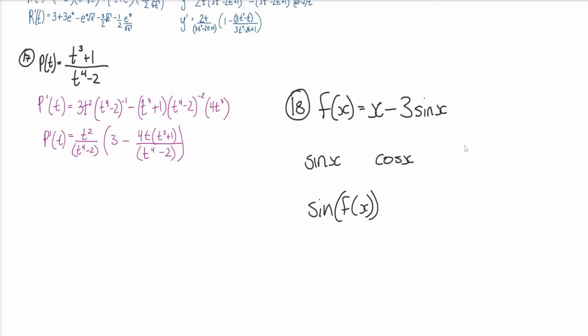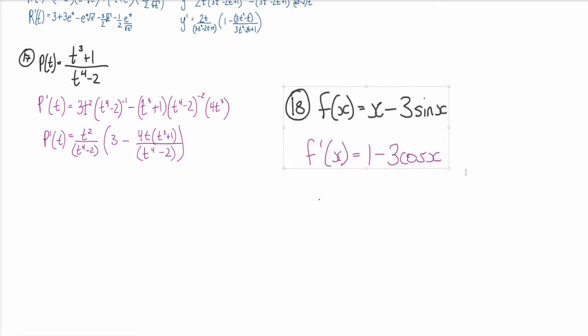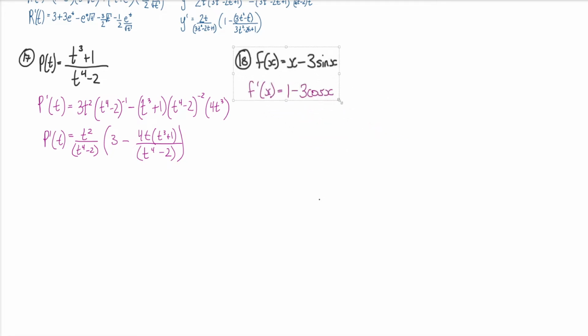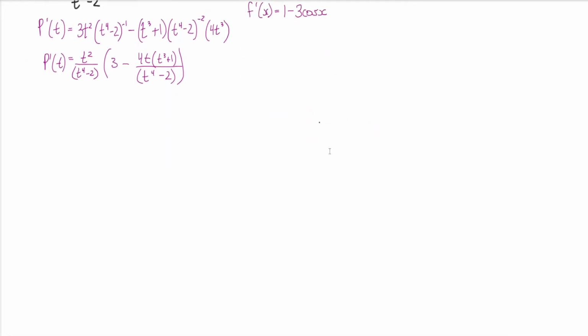So let's do it. Here we just have the sine of x, so that means the derivative is just cos of x. So not so bad. F prime of x, the little cousin, is just 1 minus 3 cos of x. Boom. What a pro. Yep. Okay, let's get a little more complex here. So that was our first one with the trig. Let's keep it going. What do we got?